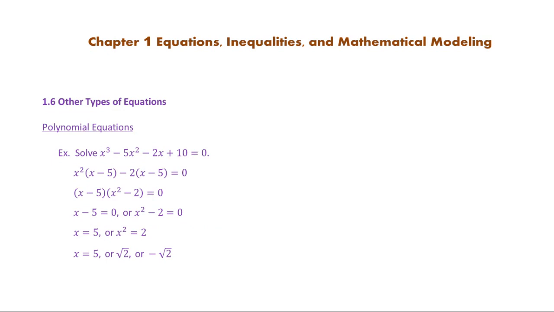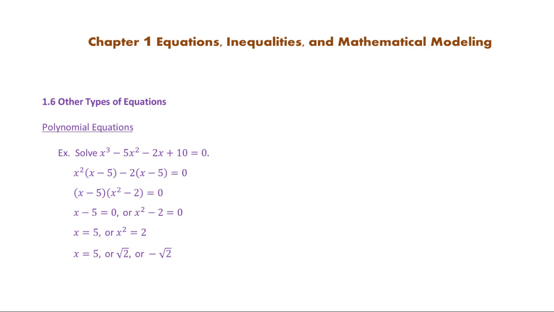Okay, let's do some more examples. This time we have x cubed minus 5x squared plus 2x minus 10 equals 0. You can see all of these equations, including the one we just discussed, have the highest power greater than 2, so they are not quadratic equations. That means you need to factor the polynomial first.